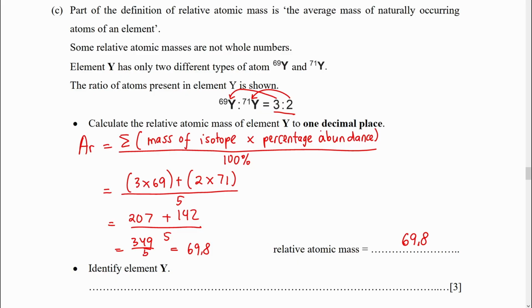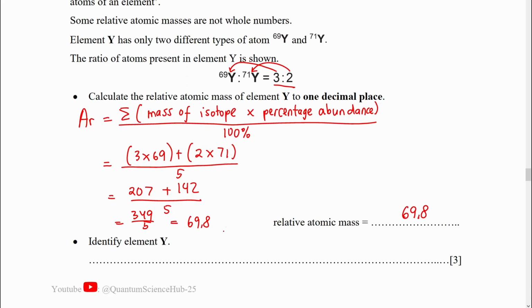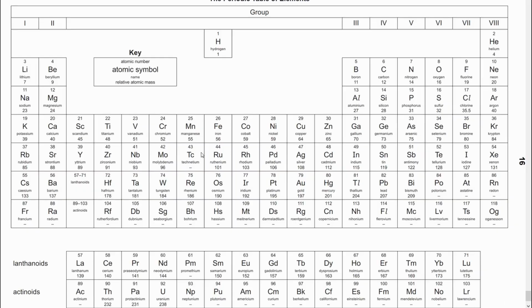Identify element Y. So 69.8, so this is almost 70, right? So what is the element with the mass of 70? So you can check in the periodic table.